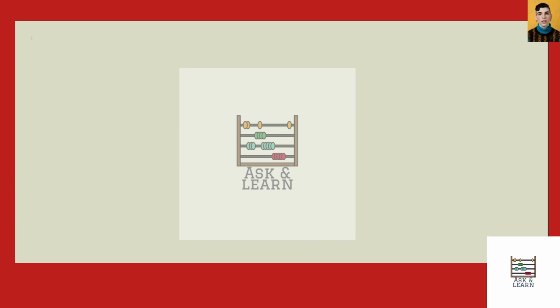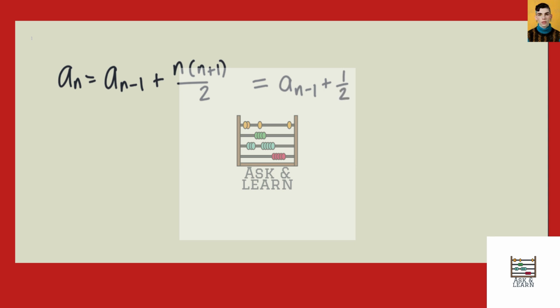Okay, so here we're solving the recurrence relation a_n = a_{n-1} + n(n+1)/2. We can actually rewrite this as a_{n-1} + 1/2 n squared + 1/2 n. So that sort of separates out that second portion a little bit.